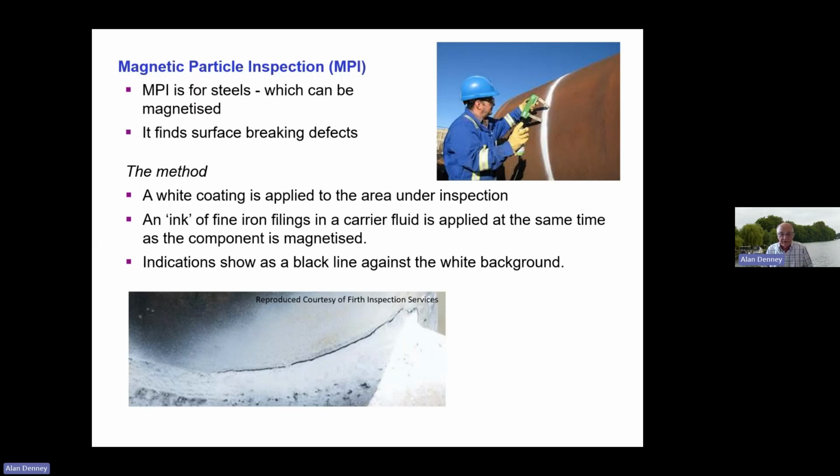And what you see is something like that. So there we've got a weld. There's a weld there in a nodal joint, and you've got a very, if I can use the word, nice crack at the toe of the weld, probably a heat-affected zone hydrogen crack, I would guess, which shows up very nicely with MPI against the white background.